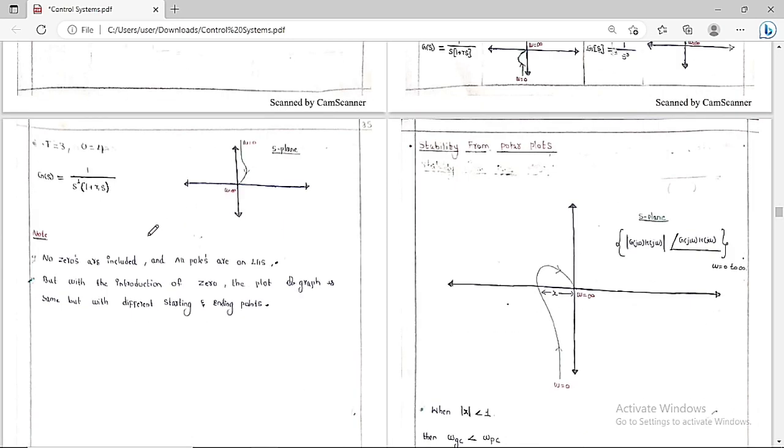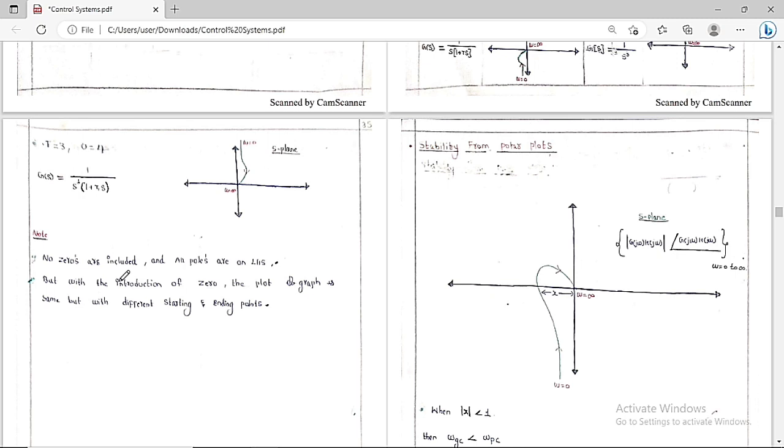Now, some important points you always have to keep in your mind. No zeros are included. If you see clearly, in all the transfer function examples we have taken, we have not included any zeros, and all poles are on the left side of the s plane. So in all the examples that we have discussed, we have not included any zeros and all the poles we have assumed to be lying in the LHS of the s plane.